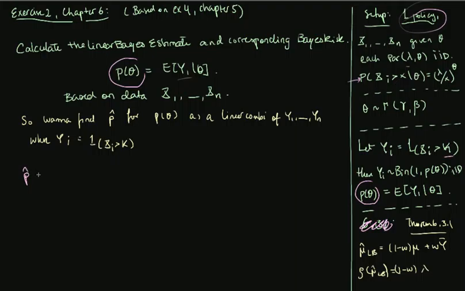We want to calculate p hat, which is equal to 1 minus W multiplied by mu plus W multiplied by y bar, where y bar is the average of the y's, which in turn each is an indicator based on x. So we will just write that up. This is 1 over n multiplied by the sum of j equal 1 to n of the indicators of each xj being greater than k. So now we want to figure out what W is and what mu is.